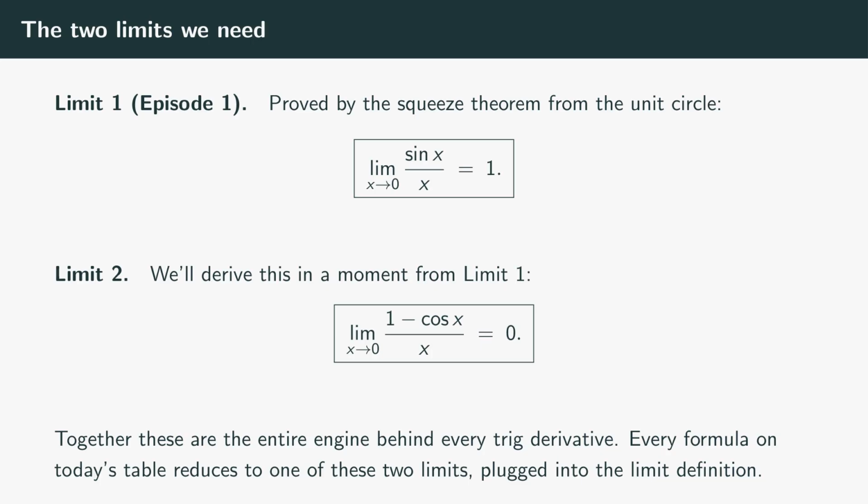The cosine version is more delicate. It vanishes faster than x does near 0, while sine x vanishes at exactly the same rate as x. That difference in rates is exactly what makes the derivative of sine equal cosine, and the derivative of cosine equal minus sine, with the signs and the symmetry coming out clean.